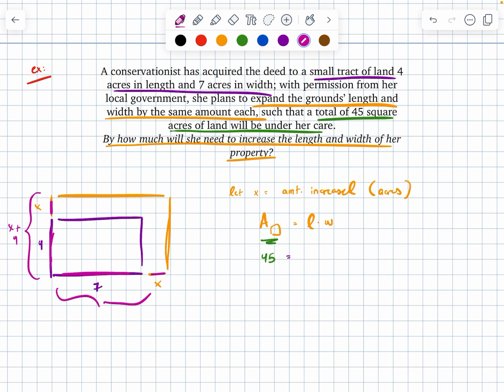And then going all the way across, I've got that 7 here, plus this x over there. That would give me, if I write it in standard form, x plus 7. Now, it doesn't really matter which one is the length and which one is the width, but when I multiply them together, from the context of my problem, I should get 45.